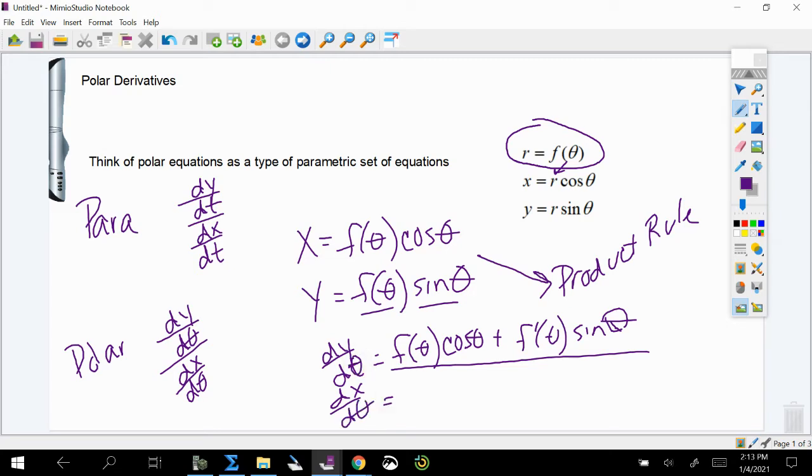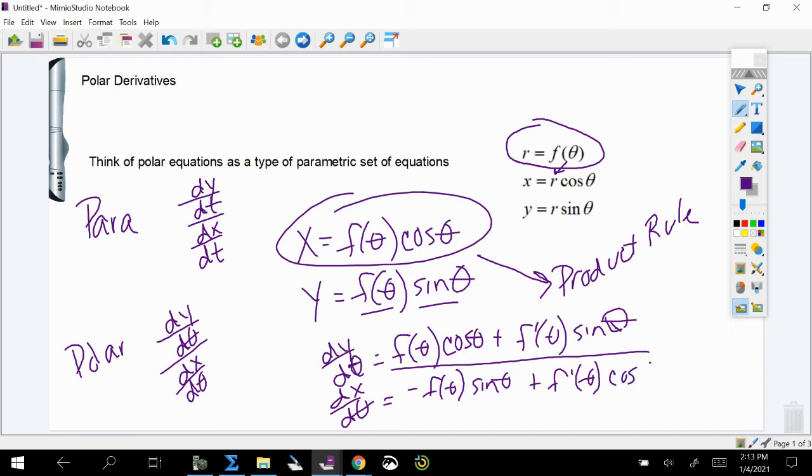Same thing, do a product rule with this x equation. So first times the derivative of the second, derivative of cosine is negative sine, so you're going to get negative f of theta sine theta, plus second times derivative of the first, which will be f prime of theta times cosine. So you can kind of generically write it. Now, to be honest, I usually don't worry about writing it this big. I try to clean it up. So I'll show you what I mean here in a second.